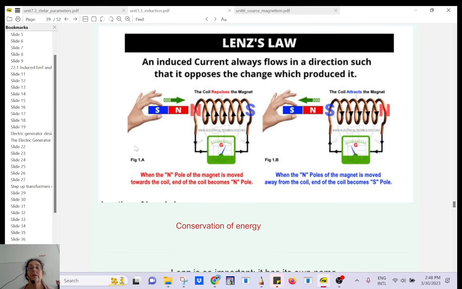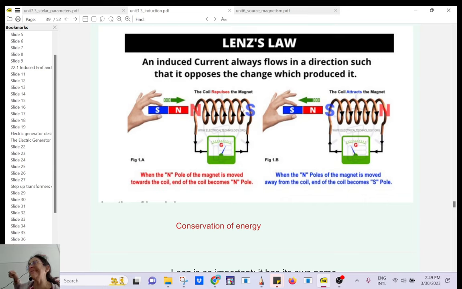Okay, Lenz's law. It's a consequence of conservation of energy, and it means that once you induce a current, the current itself will have its own magnetic field that will oppose whatever gave rise to it. So always against it. For example, if you bring the magnet in, it's going to say, no, you go too fast. So the induced current will flow in such a way, take your right hand, that the north will oppose north.